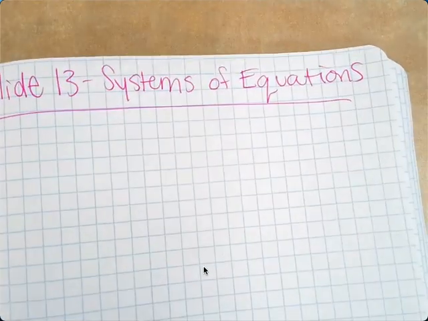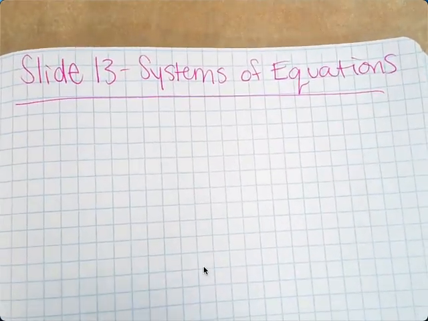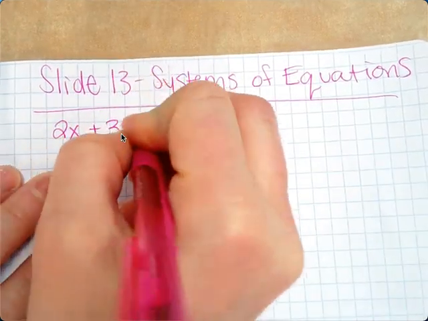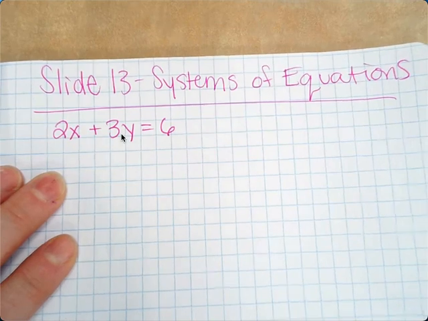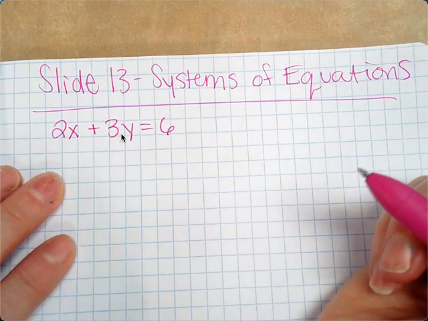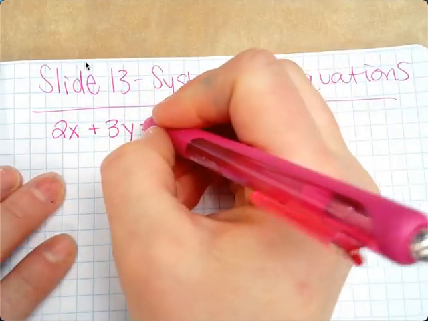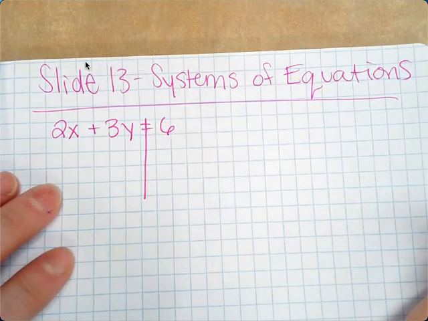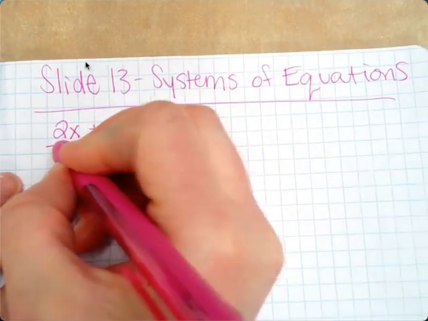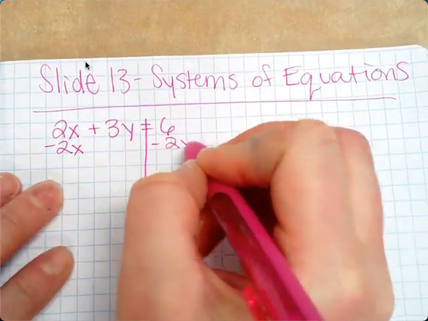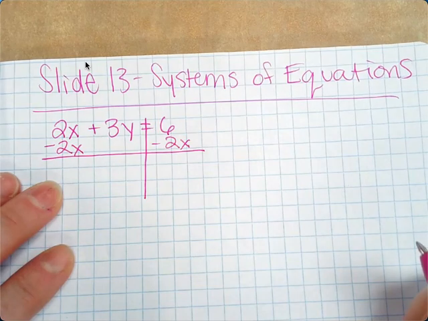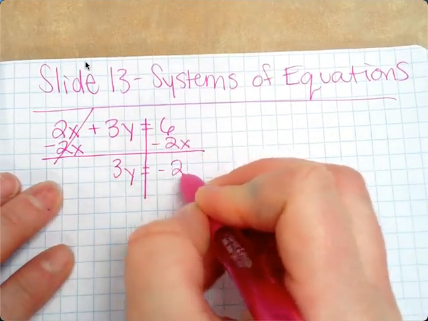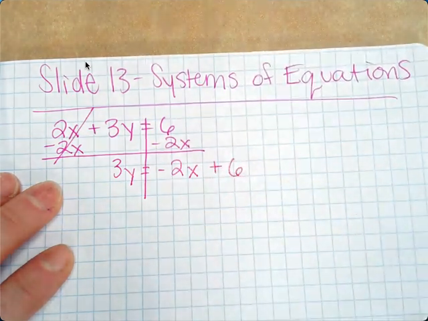Slide 13, systems of equations. So this is 2x plus 3y equals 6. We need to solve it for y. It needs to be in y equals mx plus b. So minus 2x, and we get 3y equals negative 2x plus 6.